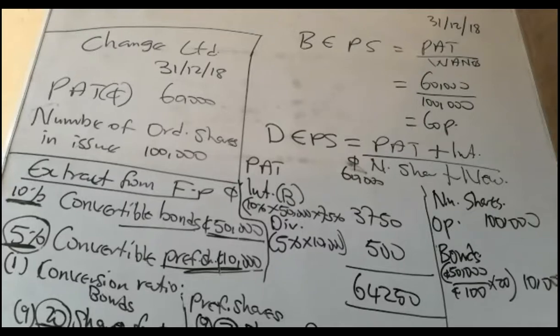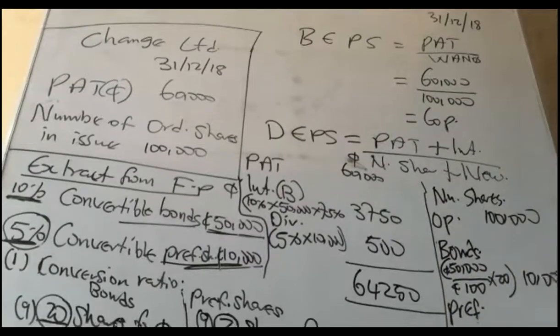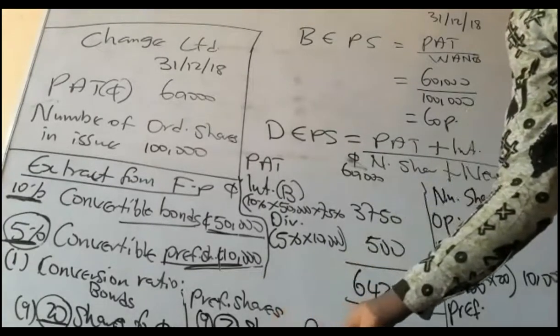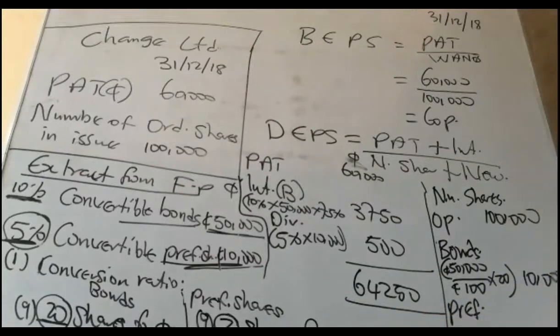Then we look at the preference shares. So let's go to the preference shares. When they convert, don't forget that here there are two conversion ratios, and you pick only the one that will dilute the earnings more than the other. So that is the game. Now with the preference shares, it's 2 ordinary shares for every 100 Ghana cedis of preference debt. So that one too will be in a bracket.